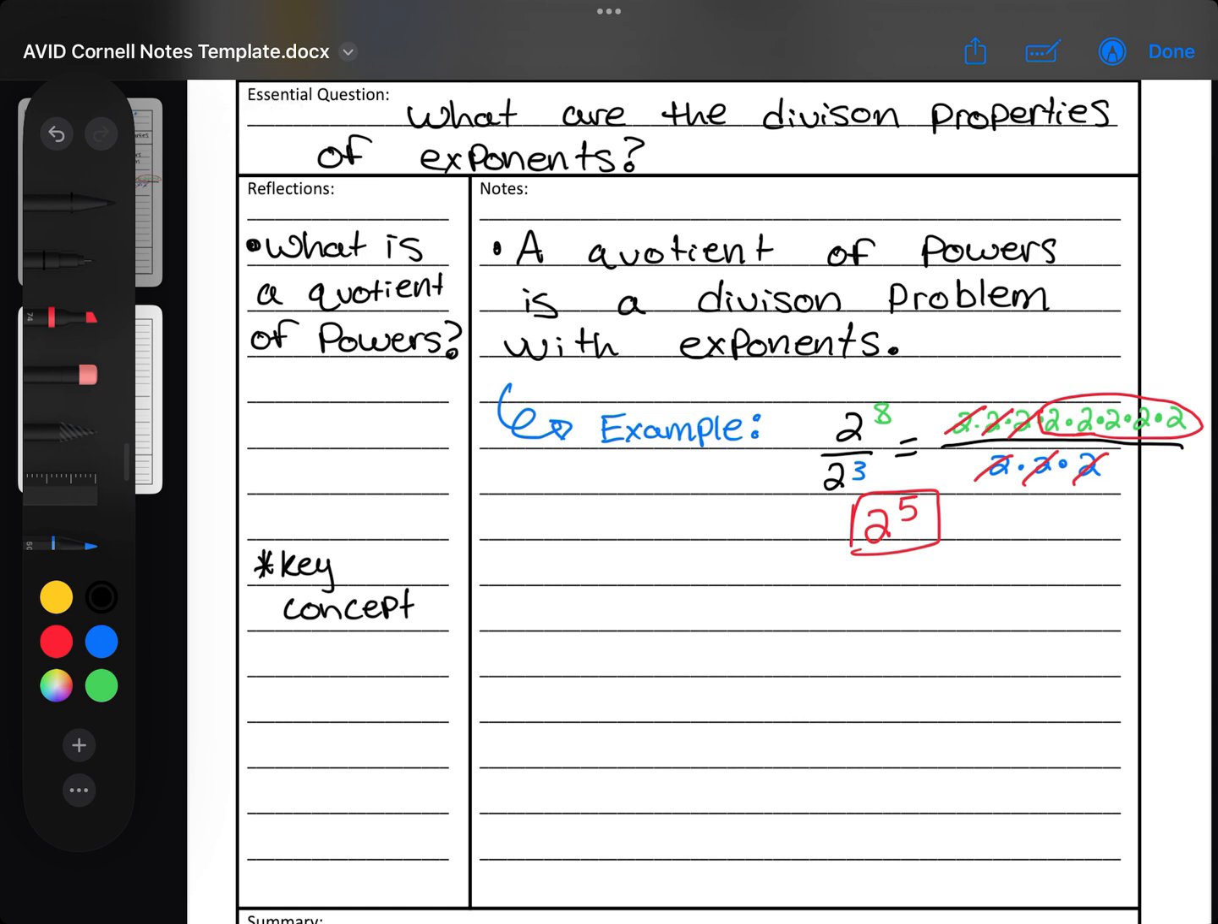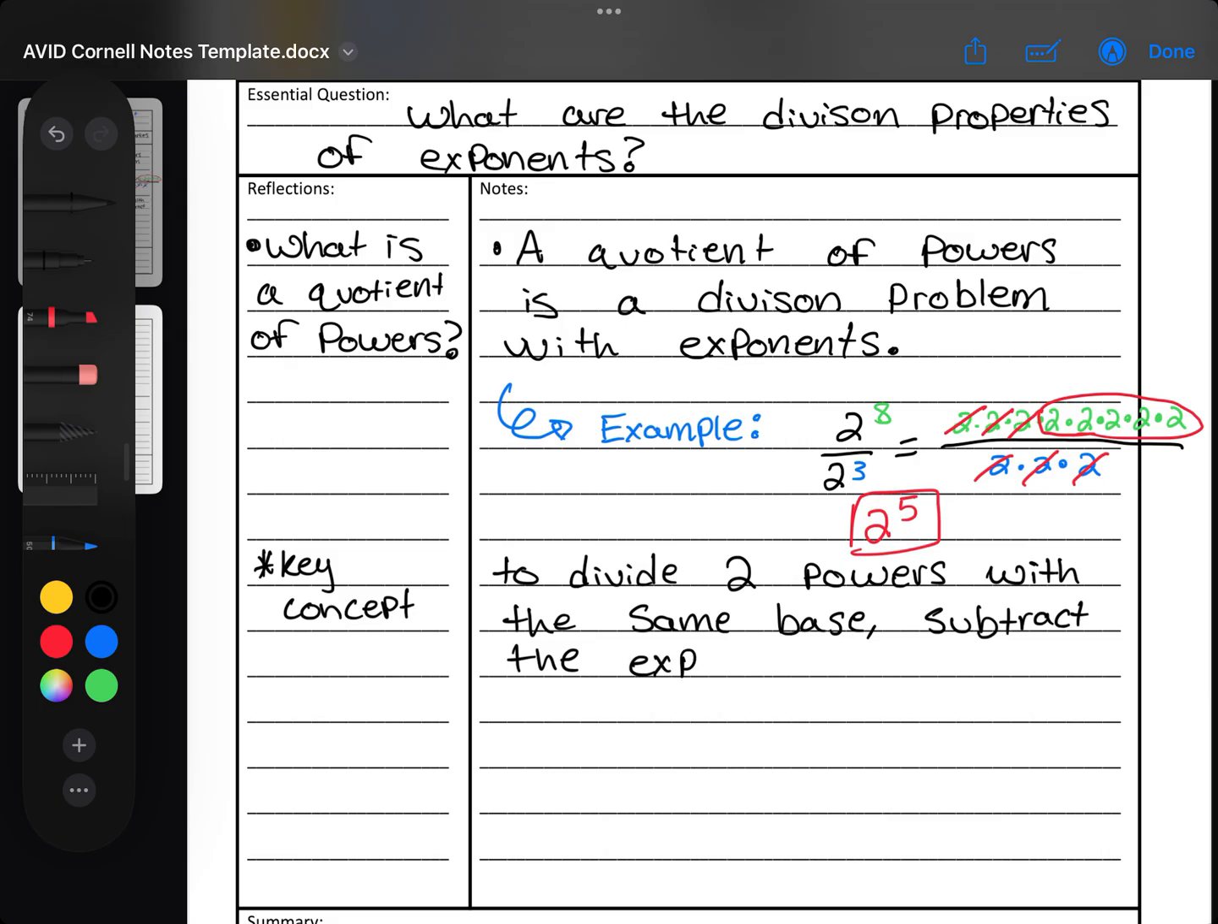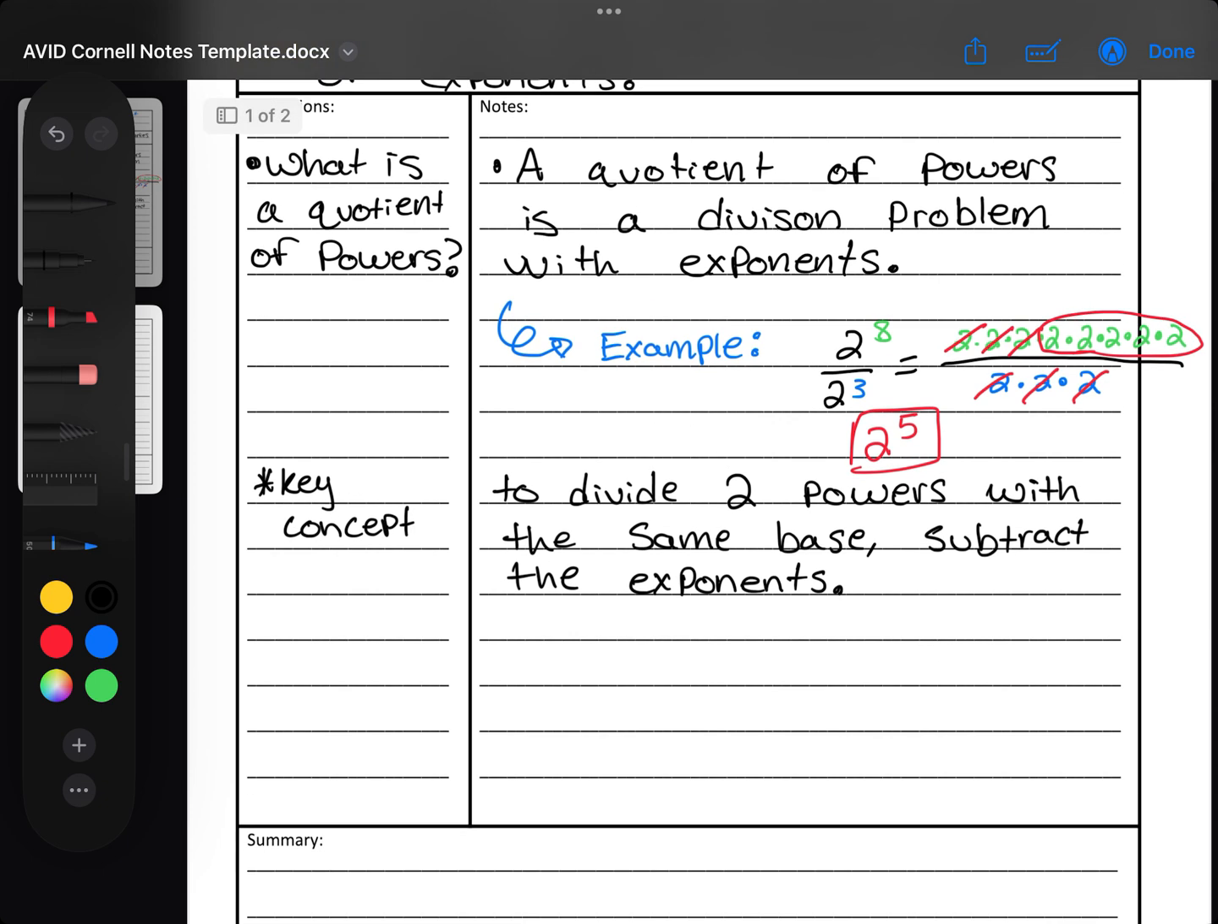So to divide 2 powers with the same base, you're going to subtract the exponents. So it's going to make our lives really easy here. So we are going to go ahead and do some first examples here.